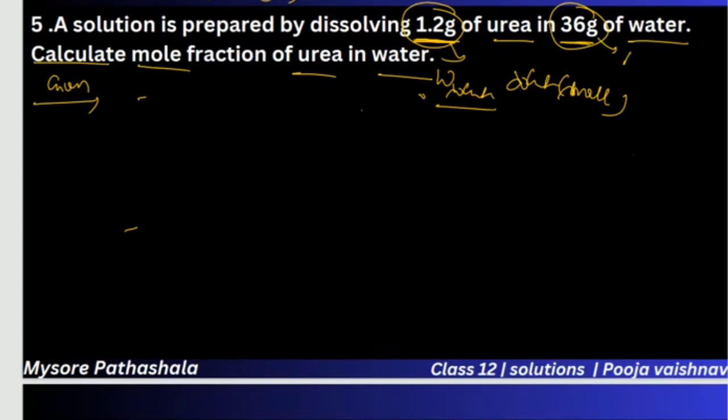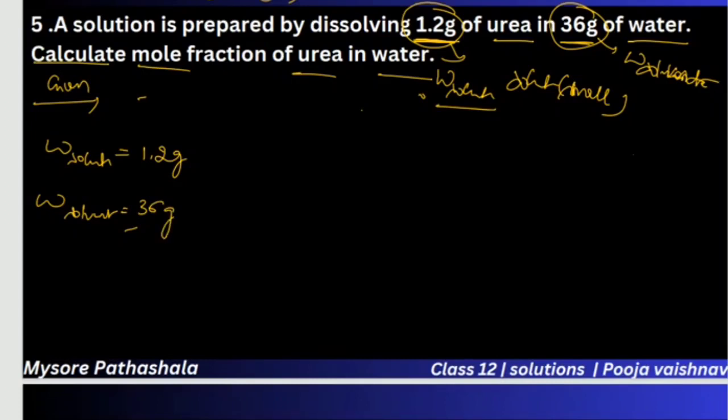This as mass of solvent. It is mass of water. Solvent. Okay. So here W of solute is 1.2 gram. W of solvent is 36 gram. So now I need to find out mole fraction of urea. So here I have urea. Solute is urea here, NH2CONH2, and solvent is water. So here I want to find out mole fraction of urea.